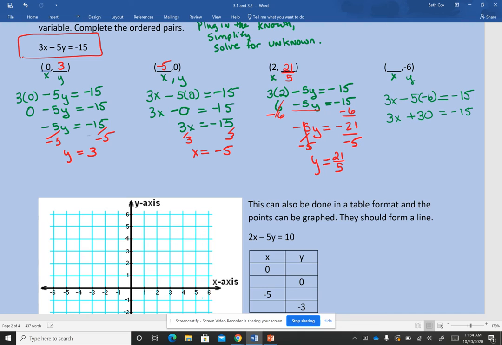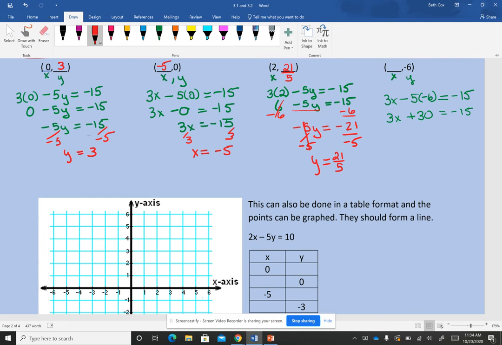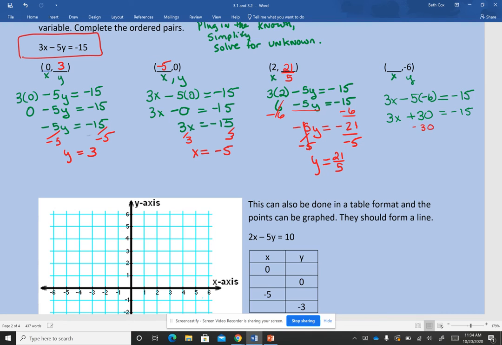Now I'm going to use my solving skills. Variable is on the left. I'm going to subtract 30 on both sides. And that's going to give me negative 45. Divide both sides by 3. And I get a negative 15. So negative 15 is my answer.